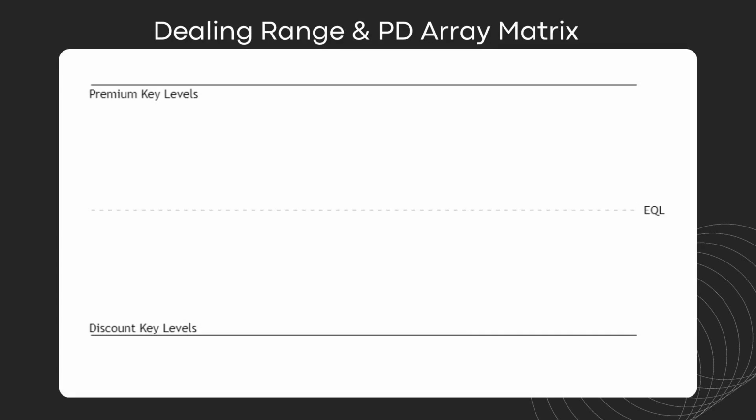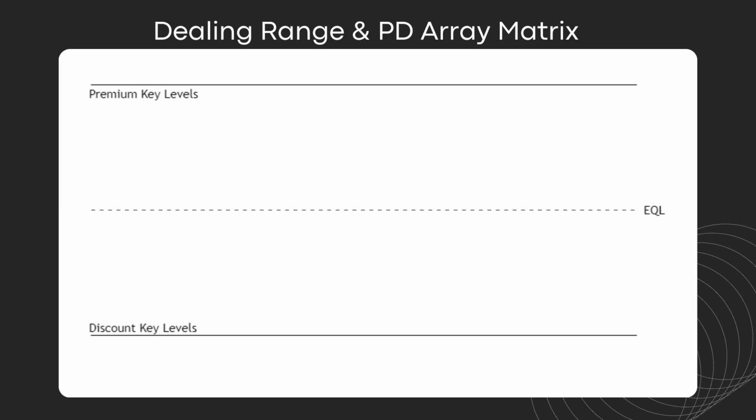Now, let's move over to the next slide and discuss dealing ranges in PD array matrices. Here on the screen, you can see this range, right, with this line in the middle. This line right here in the middle represents the equilibrium, or the midpoint of this range. Above this midpoint, we've got the premium region, and the lower half right here is our discount region.